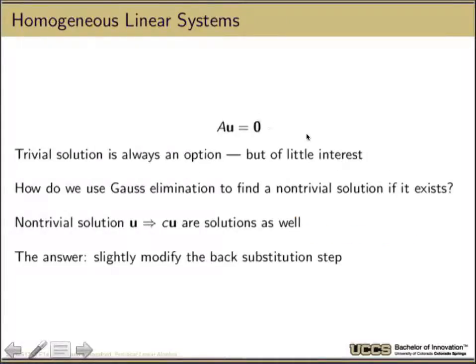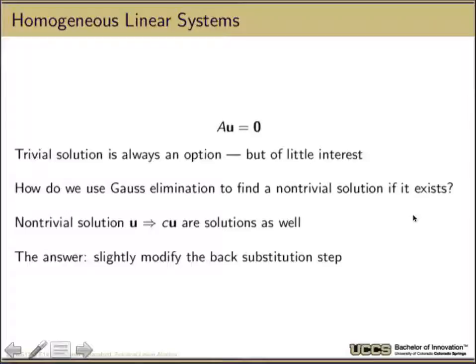So now we're going back to a special case. We want to solve Au = 0. Of course, we can always have the trivial solution, but that's not of interest. So the question is, how do we use Gauss elimination to find if a non-trivial solution exists? And any non-trivial solution u will mean that c times u is a solution as well, because obviously I can multiply everything by c and it'll still say 0.